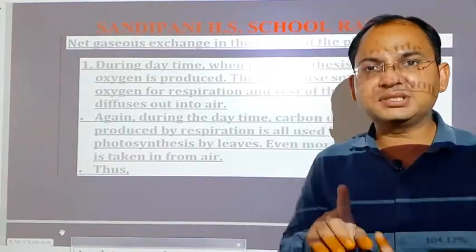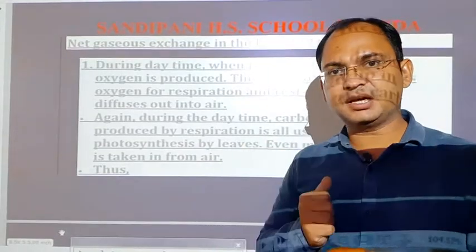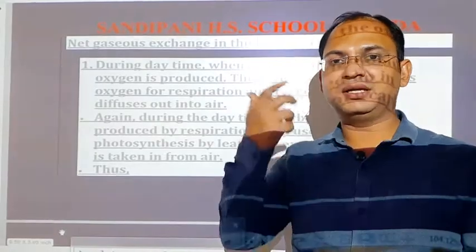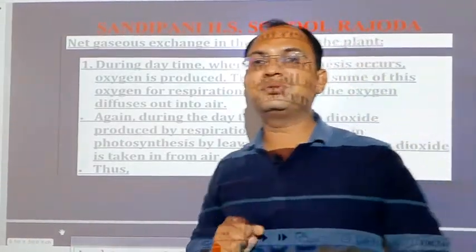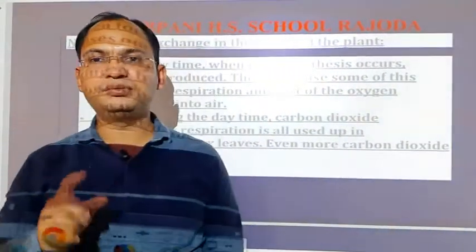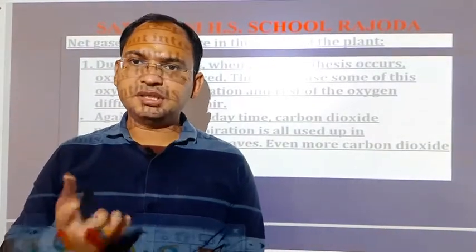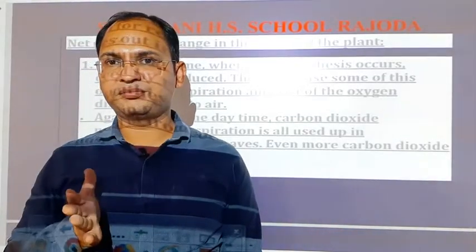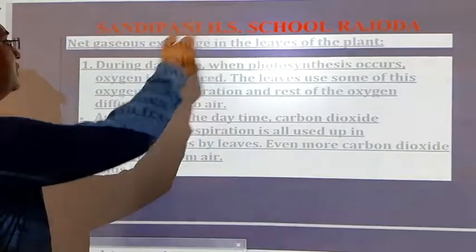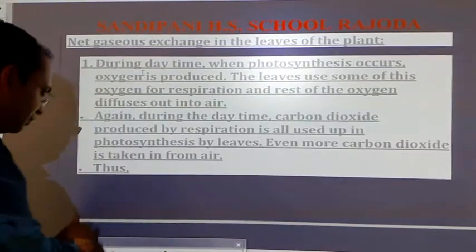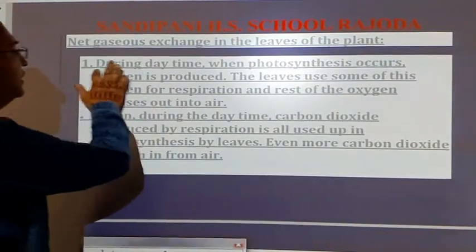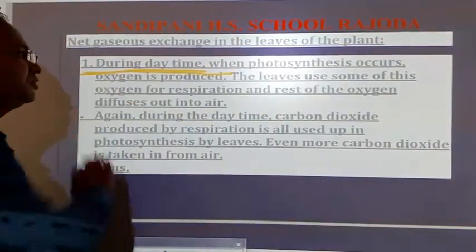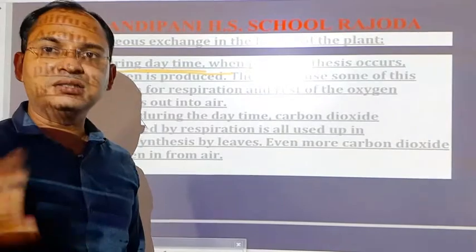In photosynthesis, students, the plant takes in carbon dioxide and gives out oxygen, or utilizes carbon dioxide and produces oxygen. But in the process of respiration, they do the same as we do. They take in, or utilize, oxygen and give out carbon dioxide. Now see, this process changes between daytime and night time; the exchange of gases changes in the day and at night.